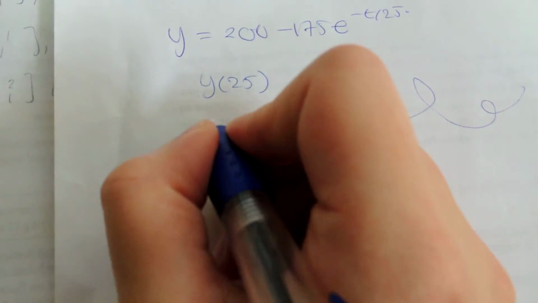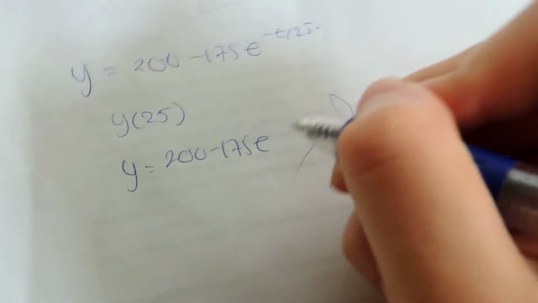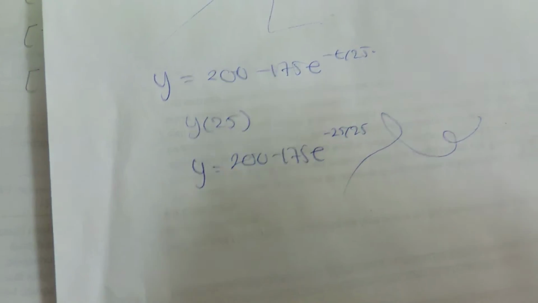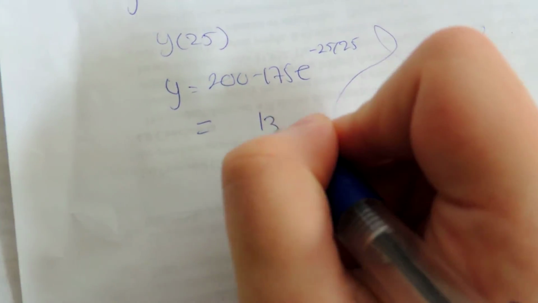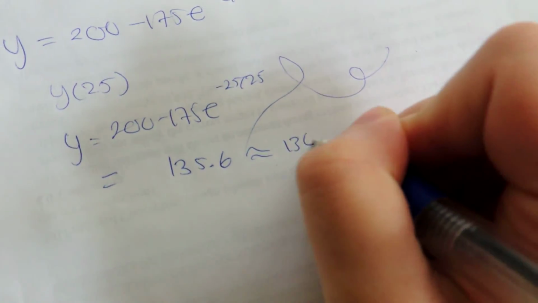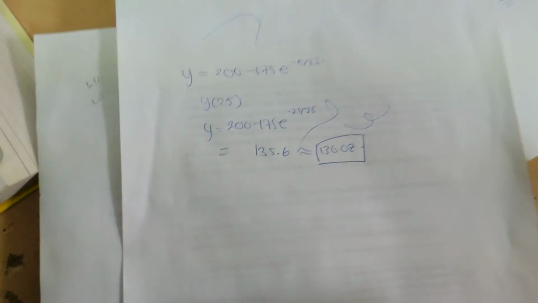So y is equal to 200 minus 175 e to the power of negative 25 divided by 25, which is simply negative 1. And that will give us 135.6, which is approximately 136 ounces. And that is how you find the amount of salt inside the tank.